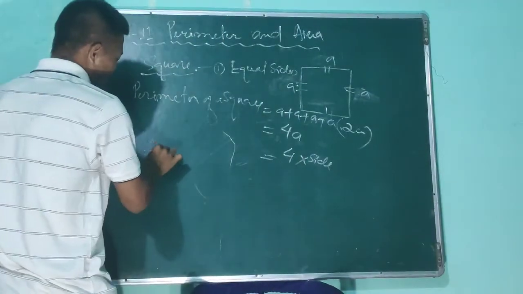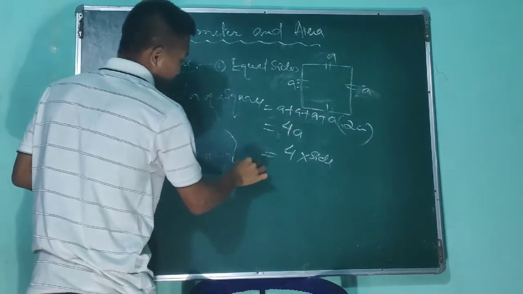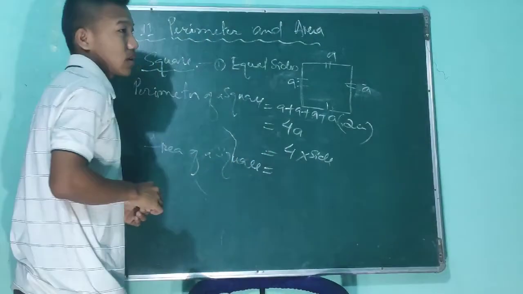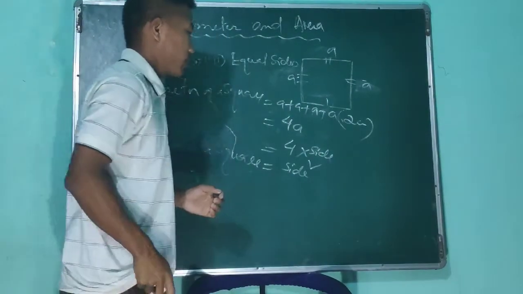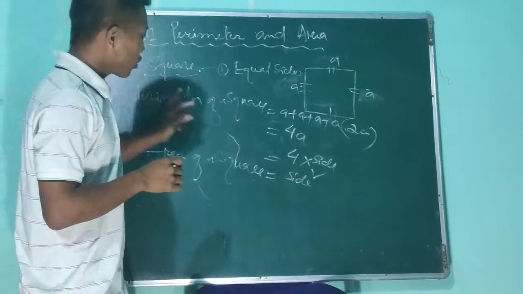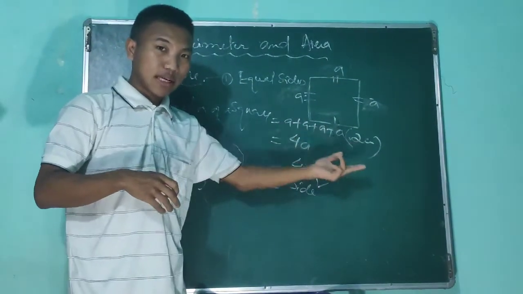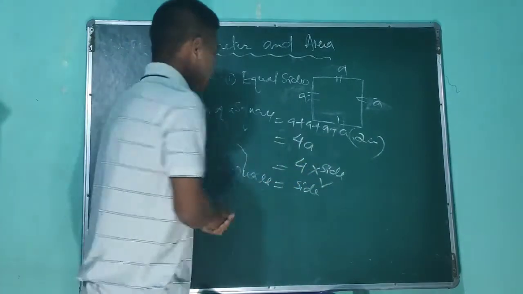Again, for the area of a square, it will be side square. Remember these two important points. Perimeter of a square will be 4 into side, and area of a square will be side square.